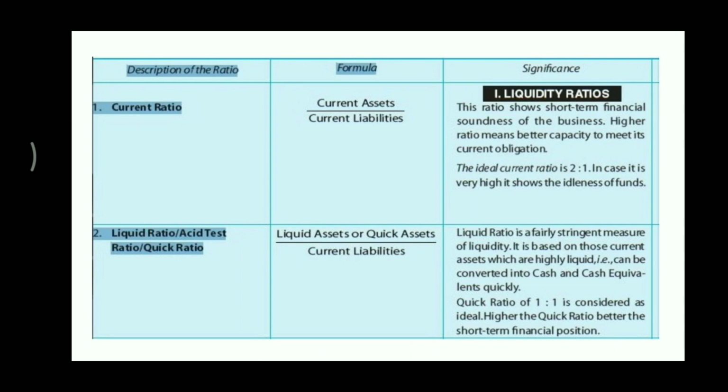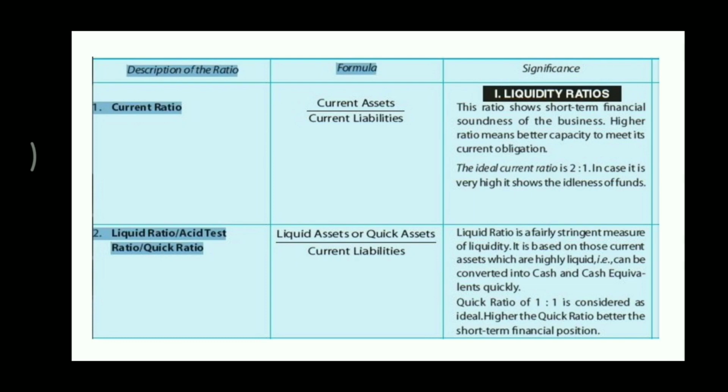These two are the formulas for current ratio and liquid ratio. Current ratio formula is current assets upon current liabilities, and liquid ratio formula is liquid assets upon current liabilities. That means in the denominator, in both ratios, it is current liabilities, but in the numerator, in current ratio we write current assets, and in liquid ratio we write liquid assets. So first we'll see what is current ratio.